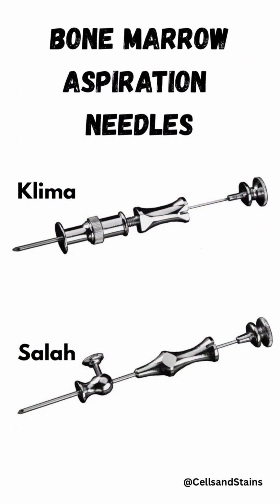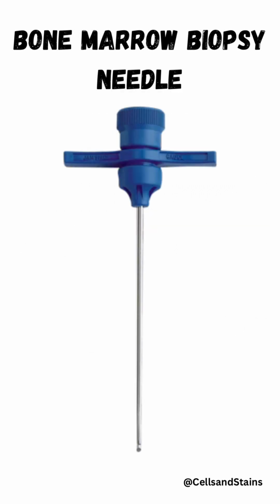There are two types of needles in case of aspiration. One is Salah's and one is Klima's. Salah's and Klima's both have three parts: the needle itself, a stylet to prevent blockage during the procedure, and a guard to prevent overpuncture. For biopsy, we use the Jamshidi needle. As you can see, it is a long, slender stainless steel needle with a sharp rocker, and a T-shaped handle for a better grip.